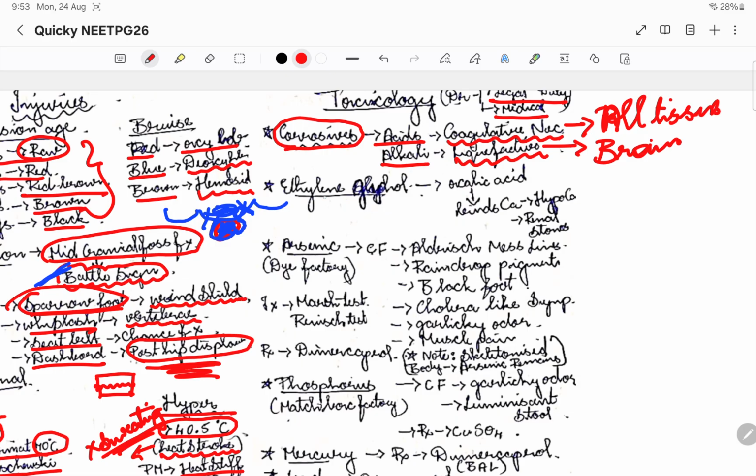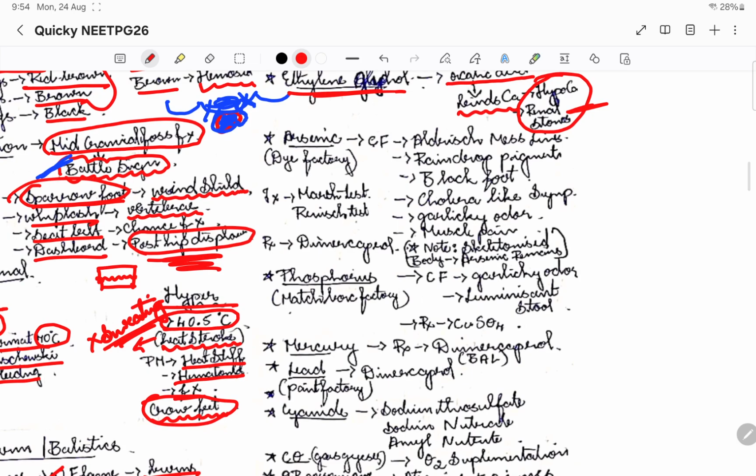And then coming to ethylene glycol, what happens is the oxalic acid binds with calcium, which will lead to hypocalcemia and renal stones. In ethylene glycol poisoning, the oxalic acid component will bind to the calcium and cause hypocalcemia, which might lead to renal stones. All the calcium is bound to oxalic acid and is removed from the body through urine. So that is where the renal stones might happen. Remember this point with respect to ethylene glycol.